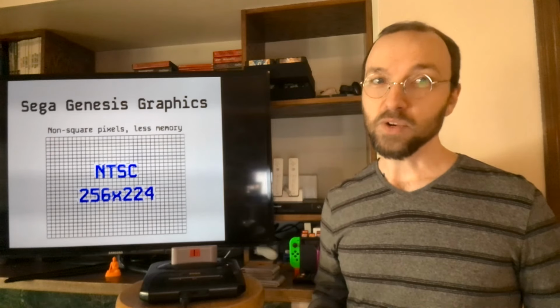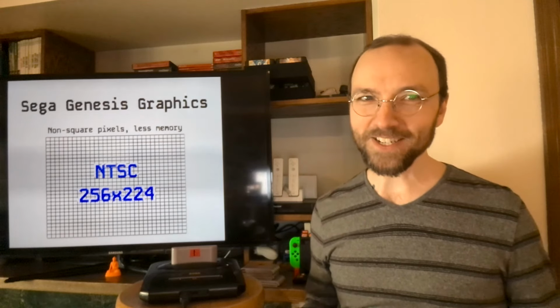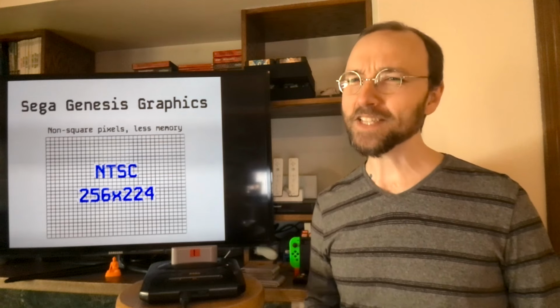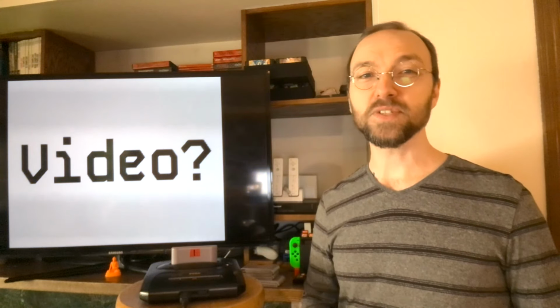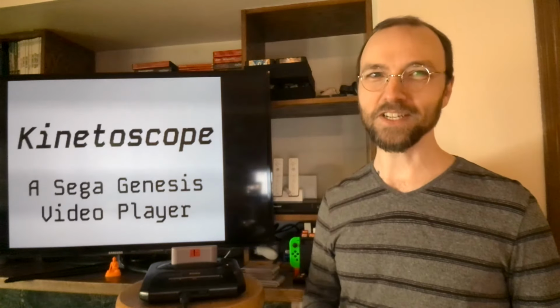So, I know what you're thinking: 15 colors, 224p, is this what people call high definition? Yes, yes it is. And all of this was good enough for Sonic. But what about video? Introducing Kinetoscope, a Sega Genesis video player.